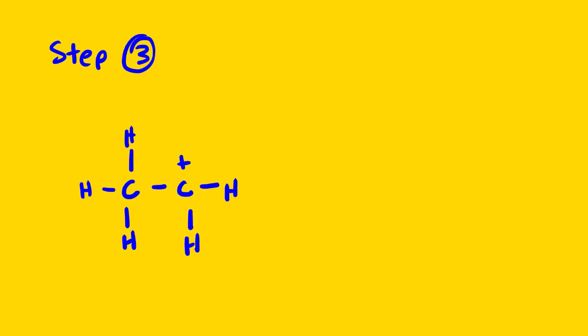Step number 3 is when we have to lose a proton that will give us an alkene. So remember that we need a double bond here. In this case, you can see that we have our carbocation here, which is this one. Then if we can lose this hydrogen, we'll be able to form a double bond here. So how do we do that?